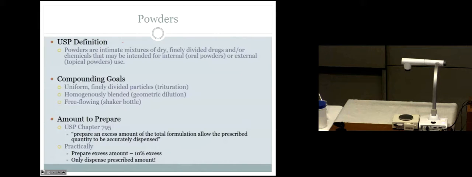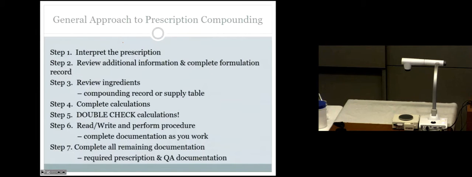That doesn't mean you can dispense it all. So don't get those two things confused. For today, all of our calculations for powders, topical powders, we want you to base everything off of the preparation of 10% excess. If you calculate everything for 10% excess, then when you lose some of that powder on everything, you'll still have enough to be able to dispense the prescribed amount. So keep that in mind.